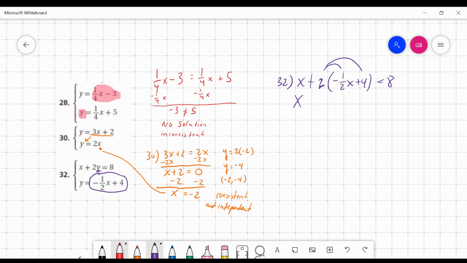So 2 times negative 1 half is negative x. And then 2 times 4 is 8. So plus 8 is 8. Combine like terms, x minus x is 0. So you're left with 8 is equal to 8. This is different from number 28. You see how in the red one, number 28, you have negative 3 is equal to 5, so that's no solution. And this one, we have the same number, so this one is infinite solutions.